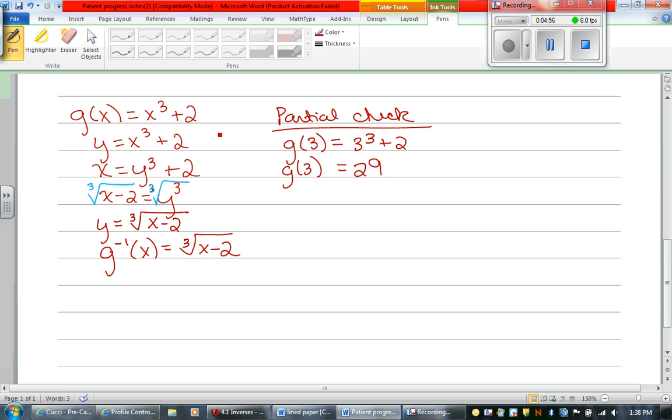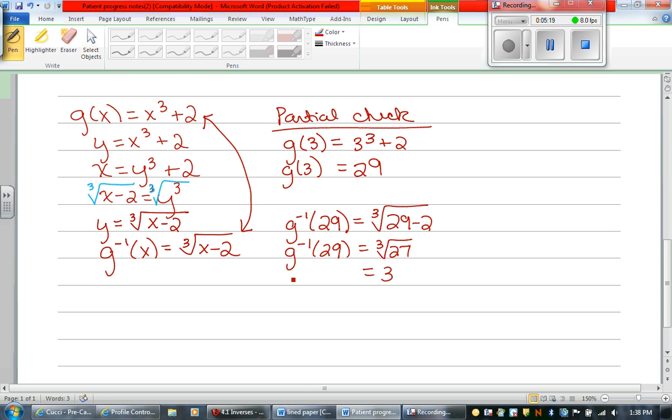Now, if these two are inverses of one another, my next step should prove that. So I'm going to find g inverse of 29. And what I should get back is what I started with, which is 3. So the cube root of 29 minus 2, the cube root of 27, which is 3. Since I got back what I started with, this does check, and they are inverses of one another.